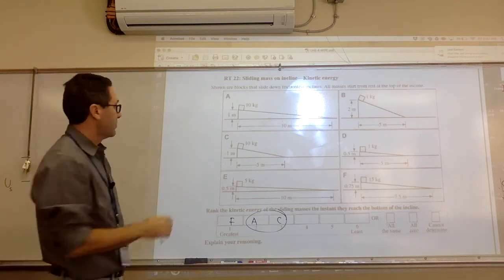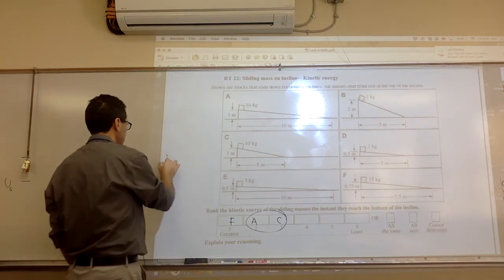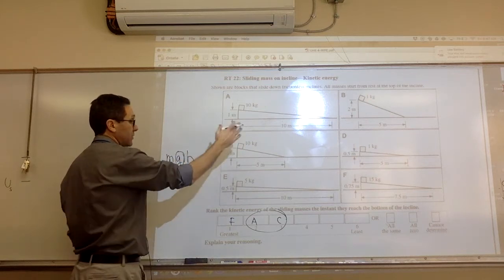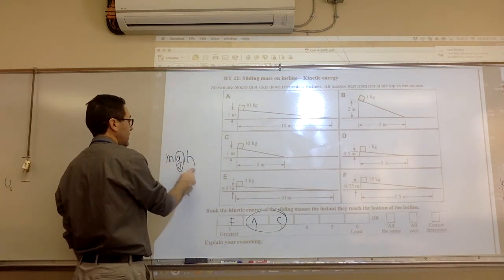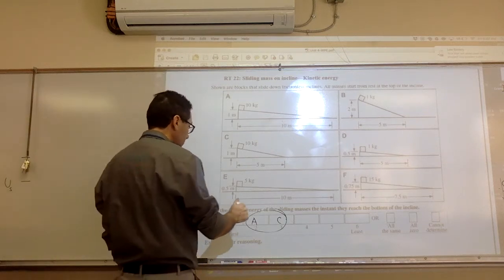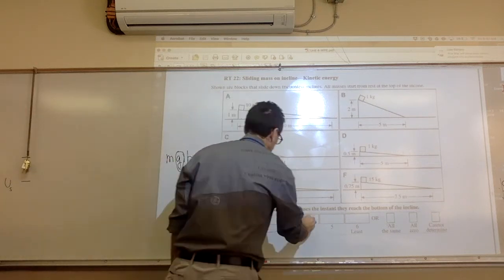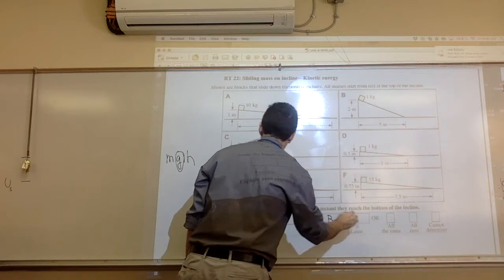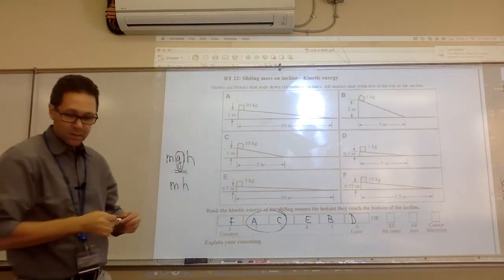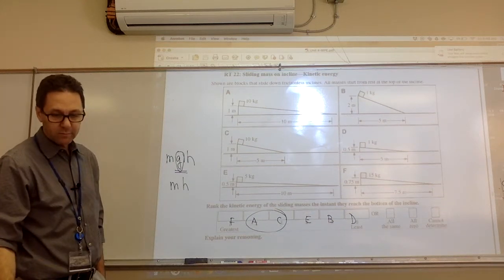If the masses were the same, we'd just do h. And here you don't even have to do mgh if you think about it, because the g is constant for all of them. So if you just do m times h for all of them, that's your explanation. And then comes E, B, and D. That's just by doing m times h after you explain that g is constant for all of the mghs.